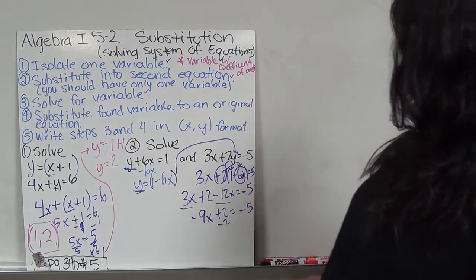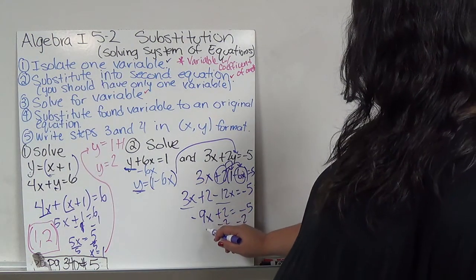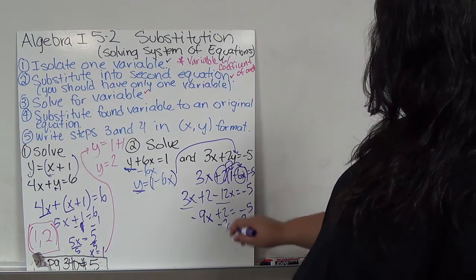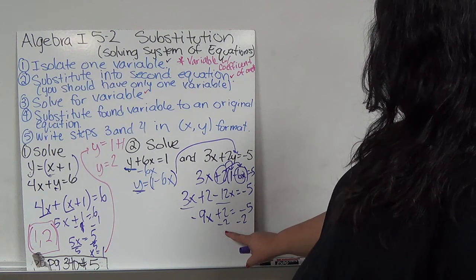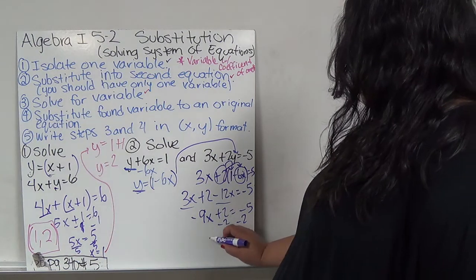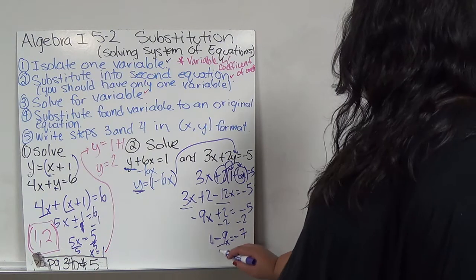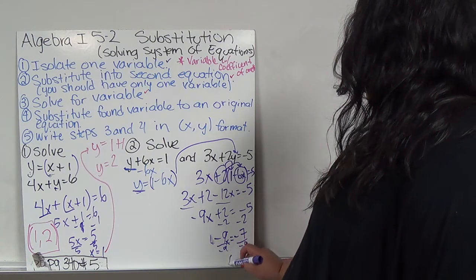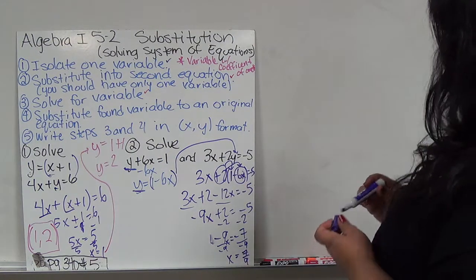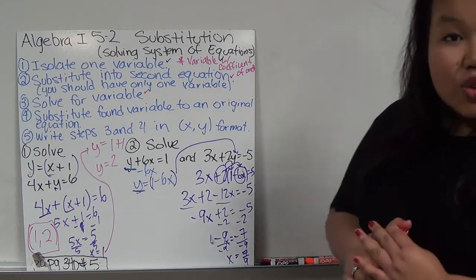Subtract 2 on both sides. I end up with negative 9x equals negative 7. Divide by negative 9, divide by negative 9. The negatives cancel out and I end up with 7 over 9, which is unfortunate. I hate fractions, which is fine. I can do it. I can do fractions.